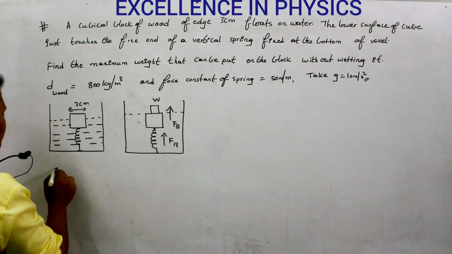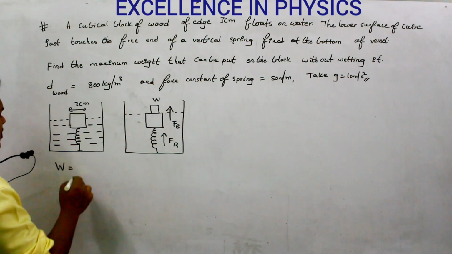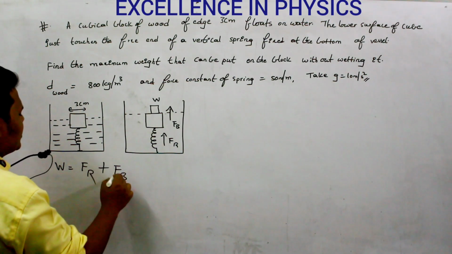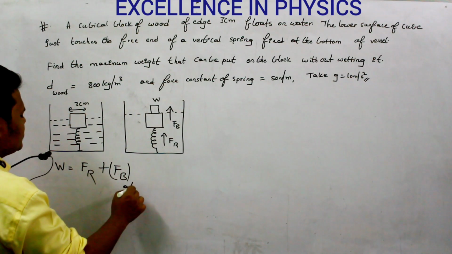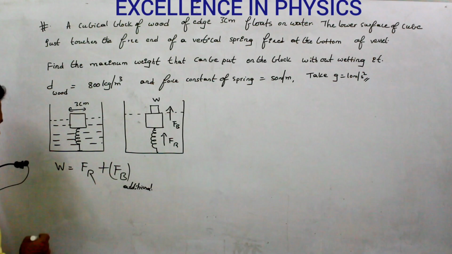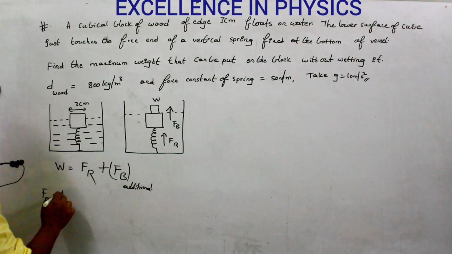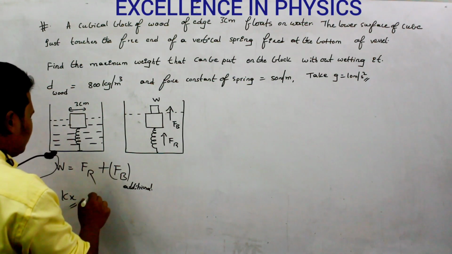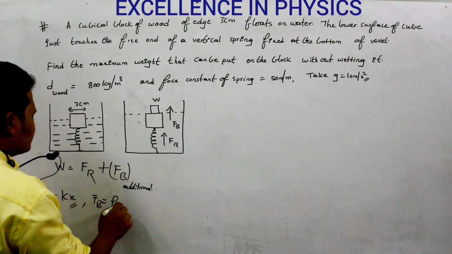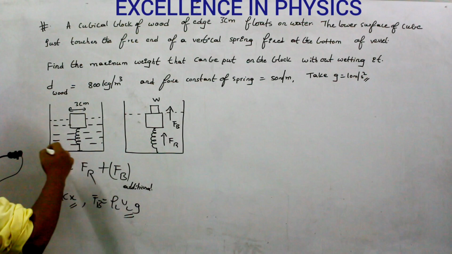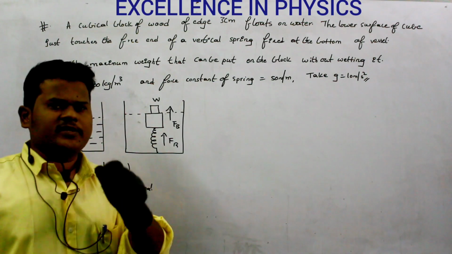So if this weight is W, this additional weight W should be equal to the restoring force in the spring plus the additional force of buoyancy which is produced. Now how can I calculate this restoring force? Restoring force is equal to Kx, where x is the compression produced in the spring. Similarly, how can I calculate the force of buoyancy? Force of buoyancy is rho L VL into G, where VL is the additional volume of liquid which is displaced.